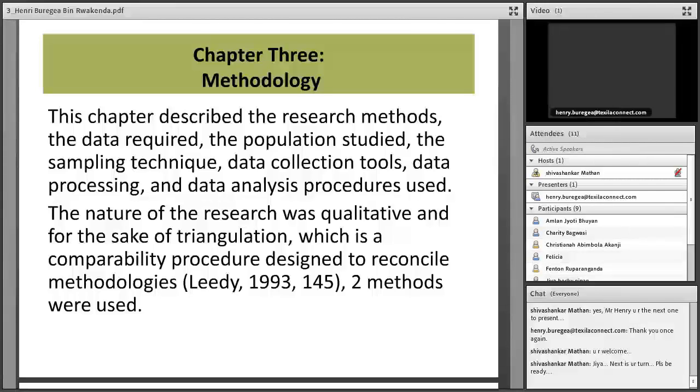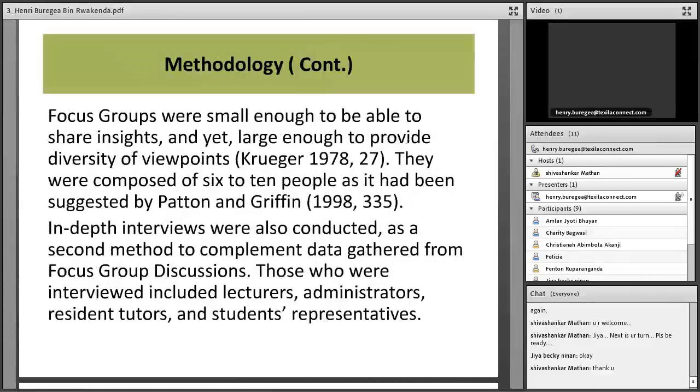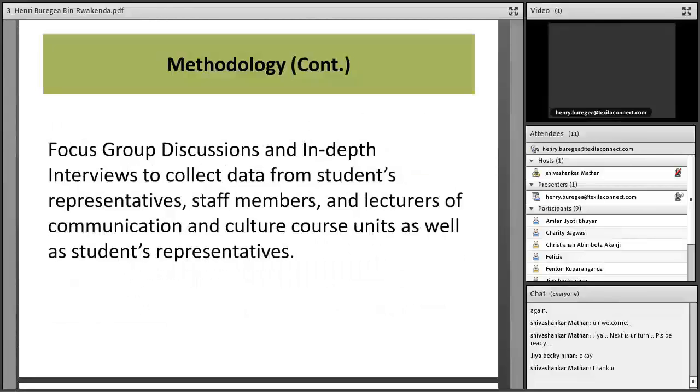Through the methodology, we used focus group discussions and in-depth interviews, two methods to stress triangulation, to make sure that we get enough opinions from students to make significant conclusions on the study. So we organized in-depth interviews as well as focus group discussions, and we involved students, administrators, resident tutors, and student representatives so that we have a variety of people who can really give their opinions on the quality of interaction.